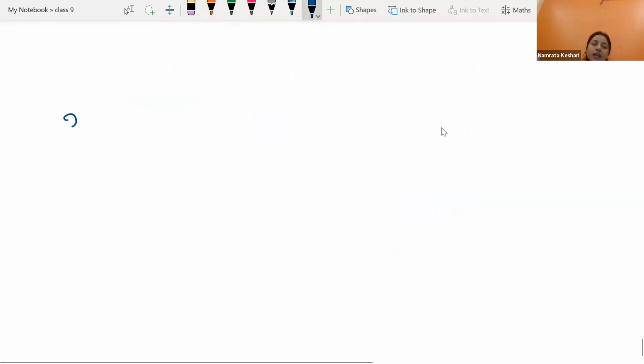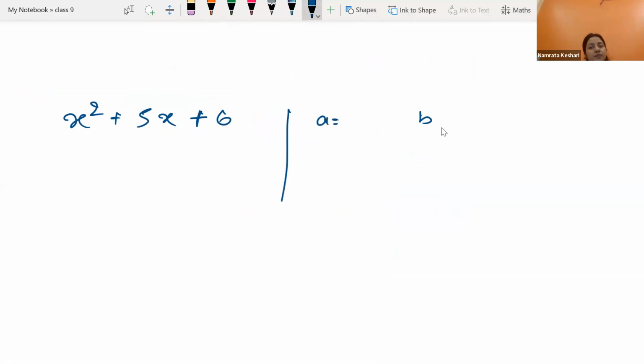So I had taken x square plus 5x plus 6. We want to split the middle term. First we have to identify a, b, c. Our a is, please tell me quick, 1. Our b is plus 5, just 5 also we can write, and c is just 6, right? Yes.